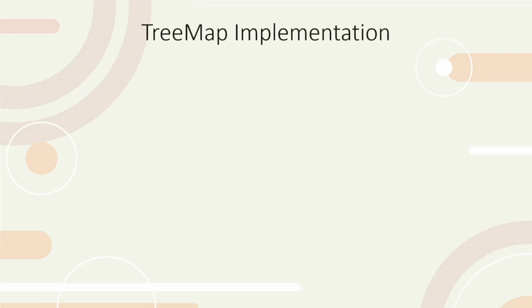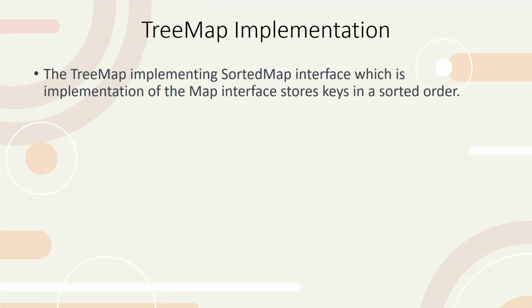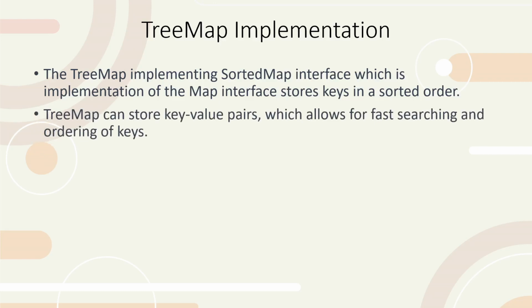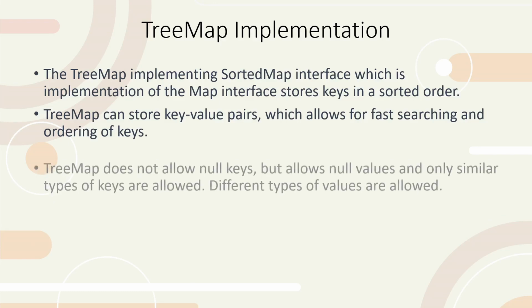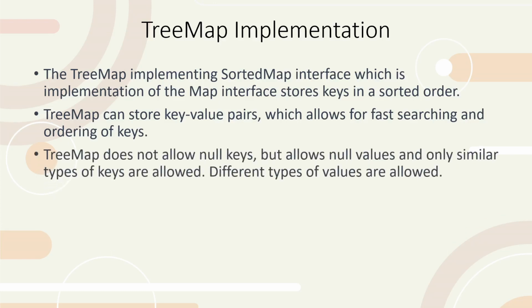First is a TreeMap. TreeMap is a sorted implementation of a map interface which uses a red-black tree to maintain the order of the keys. It is useful if you need your data to be ordered. The TreeMap implements the SortedMap interface, which is an extension of the map interface, and stores the keys in sorted order. TreeMap can store a key value pair which allows for faster searching and ordering of keys.